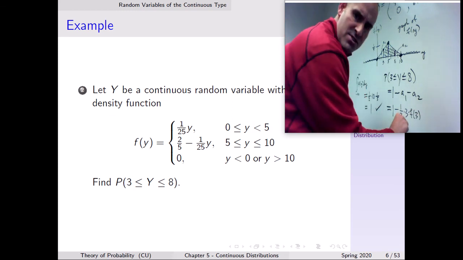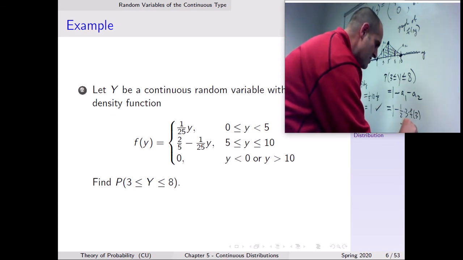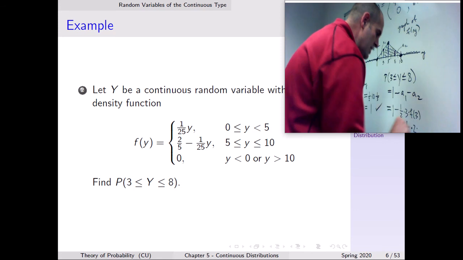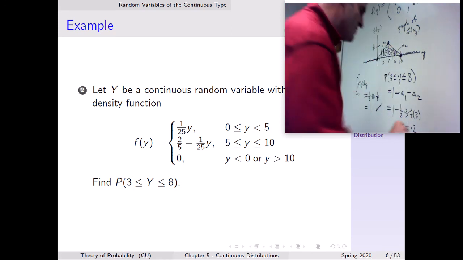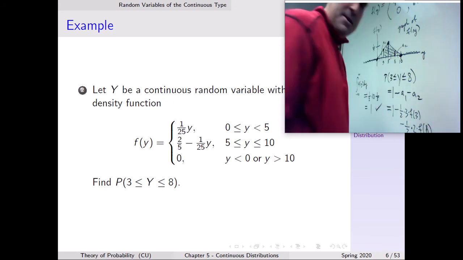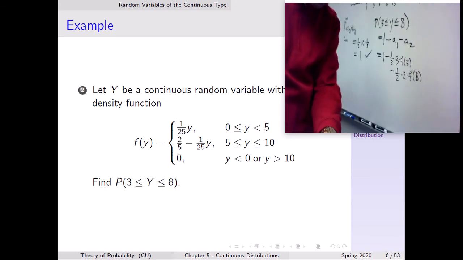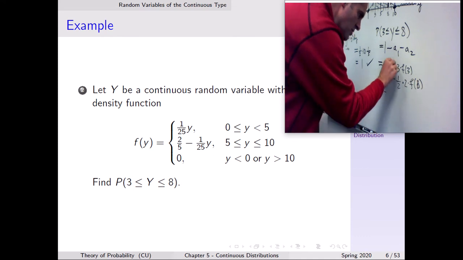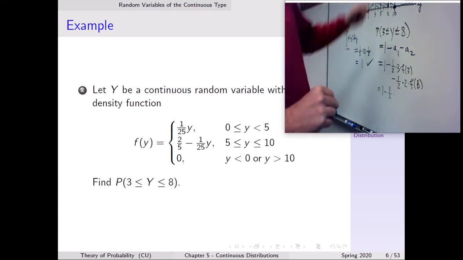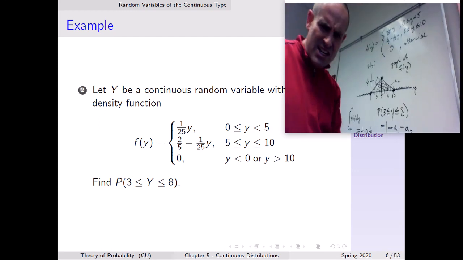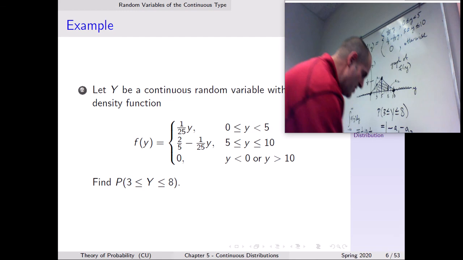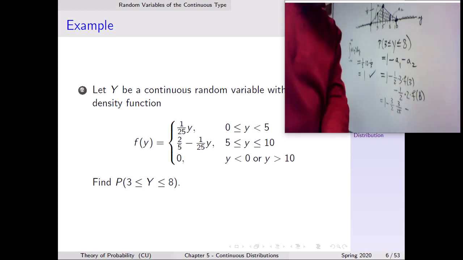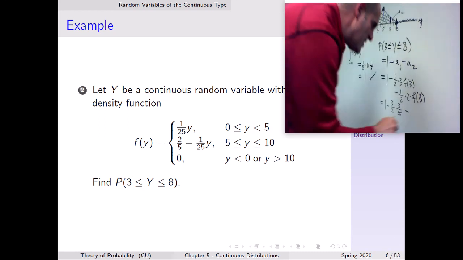And then it's going to be minus 1/2 times, what is the base of this triangle over here? Well, it's 2 times the height of this triangle, which is f of 8. And let's see here, what is f of 3? Let's just compute this. This is 1 minus 1/2 times 3, that's 3/2 times f of 3. For f of 3, I just used the top definition, so that's times 3/25. Minus 1/2 times 2 is just 1, so it's minus f of 8.